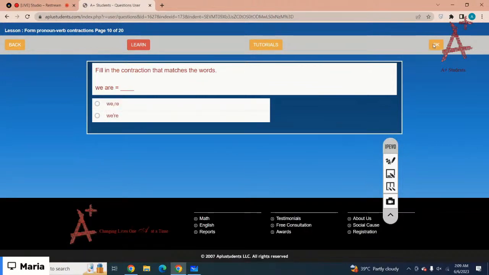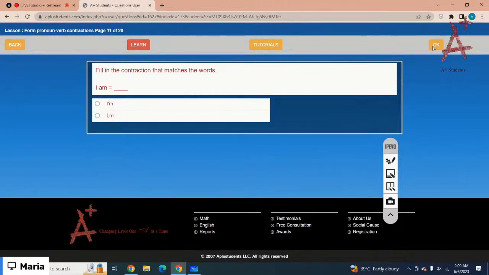Fill in the contraction that matches the words we are. So which is the correct option? That would be we're. The second option is the correct one. You can skip A from the R and put an apostrophe there. So it would be we're. Got it?